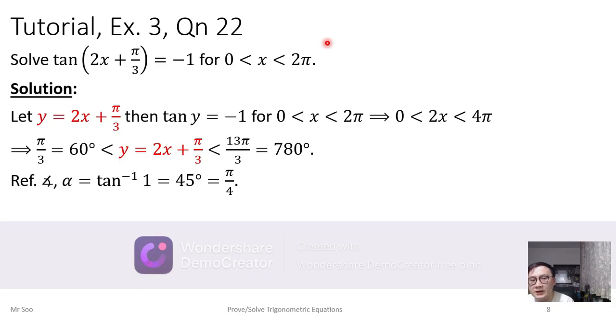If you feel comfortable working in degrees, fine, you can do that. But don't forget to multiply everything by pi over 180 to convert back to radians. Clear?